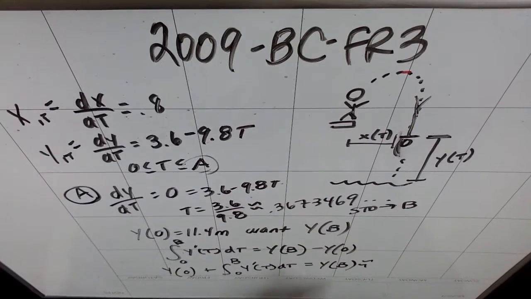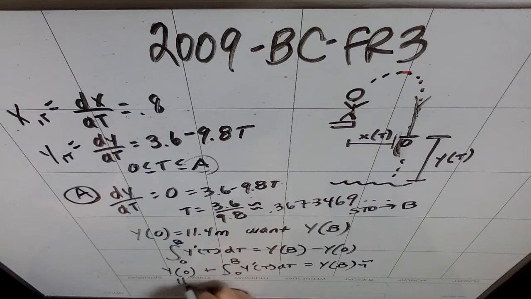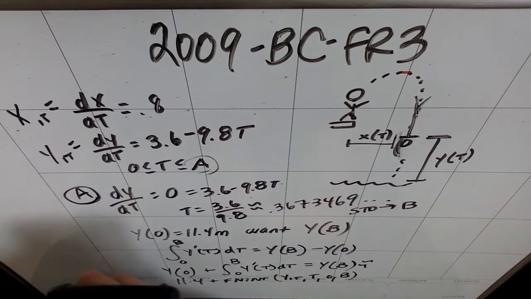So I'm going to go ahead and do that in my calculator. Now, because I'm back in parametric mode, this is going to be an 11.4 plus function integrate of y1(t) with respect to t from 0 to the thing I stored as b. And your calculator notation is never going to matter to the AP. You just need to know how to get this right.